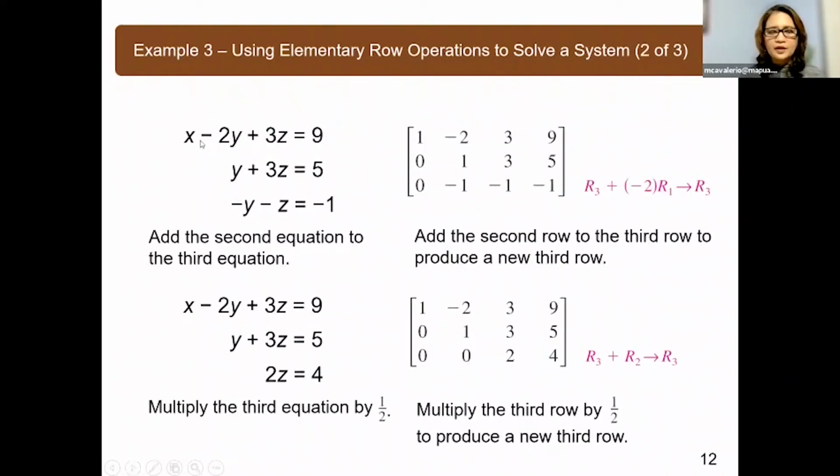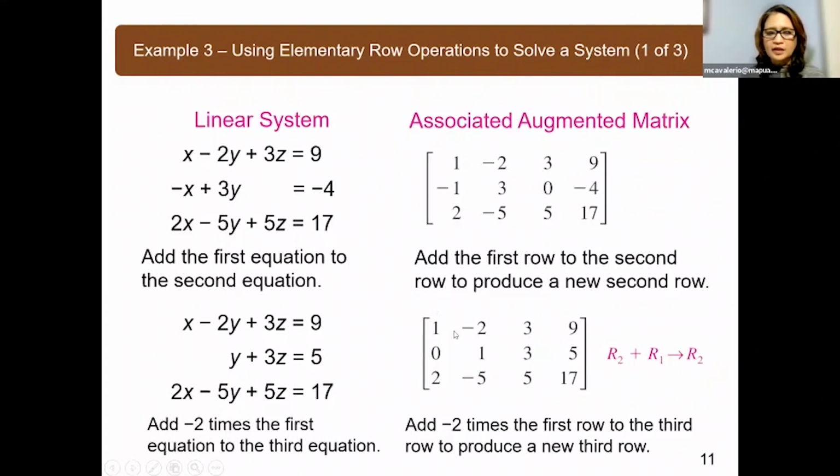So we will have here x minus 2y plus 3z equals 9, y plus 3z equals 5, and negative y minus z is equal to -1. So when we multiply this by -2 and add it with the elements of row 3, the last row will have entries such as 0. And if you have -2 here, say we multiply this one by -2, okay?